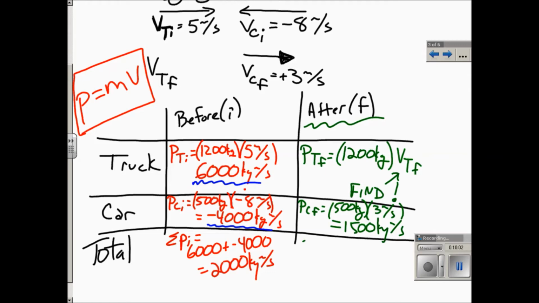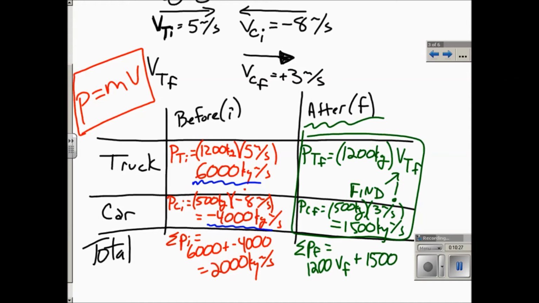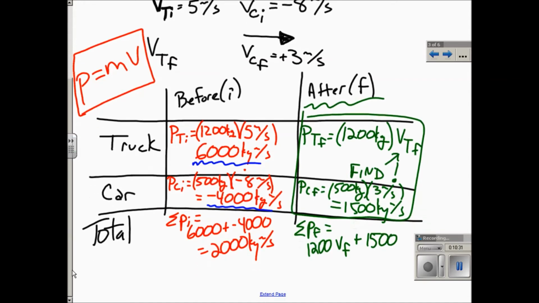Cool? So what that means then is my total momentum final is those two things added up, the two things that I've written in green added up. It's 1,200 kilograms times VF plus 1,500, right? So I just added those two up. Okay? So we are almost done here, you guys. Check it out.